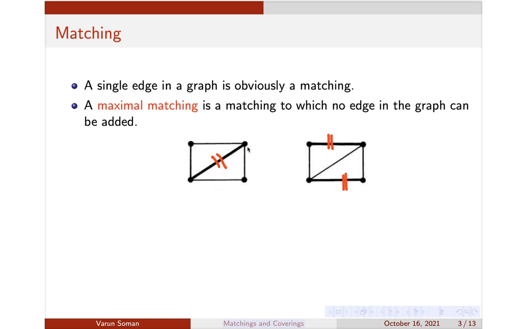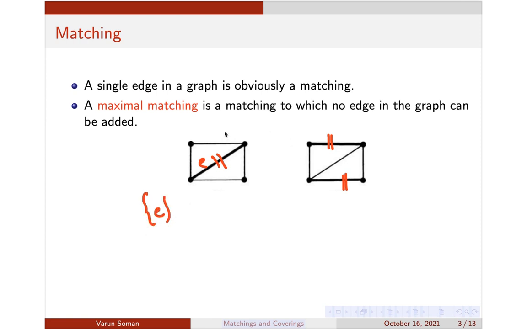So already this edge has been selected as a matching. Then I cannot add this edge because then there would be an adjacency here. I can't add this edge, then there will be an adjacency. Similarly, I can't add this one or this one. So that is a maximal matching because no more edge could be added to the matching. So the matching consists of just this edge E.